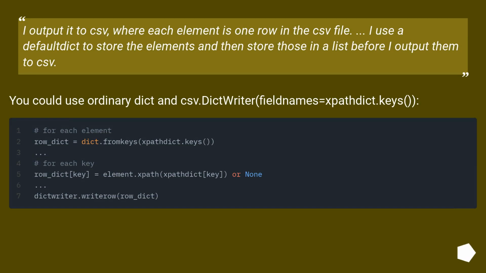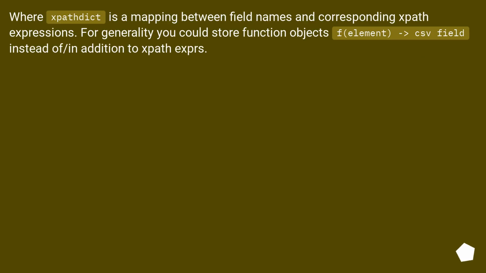I output it to CSV, where each element is one row in the CSV file. I use a defaultdict to store the elements and then store those in a list before I output them to CSV. You could use an ordinary dict and csv.DictWriter with fieldnames equal to xpathdict.keys(), where xpathdict is a mapping between field names and corresponding xpath expressions. For generality you could store function objects f(element) -> CSV field instead of, or in addition to, xpath expressions.